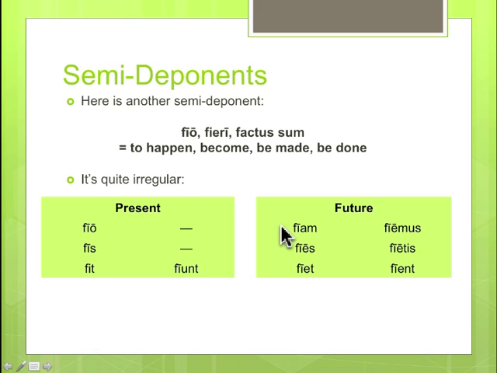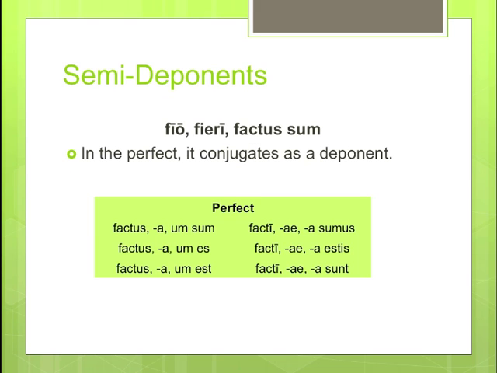In the future, it is fiam, fies, fiet, fiemus, fietis, fient, and this looks quite a bit like the future of a third conjugation verb like dico: dicam, dices, dicet, dicemus, dicetis, dicent. But notice the long i here before the ending, which is, as I say, unusual because it's rare in Latin to have a long i before another vowel, or any long vowel before another vowel for that matter.